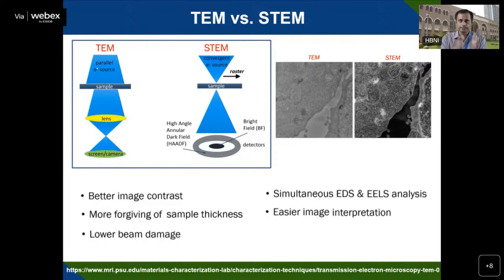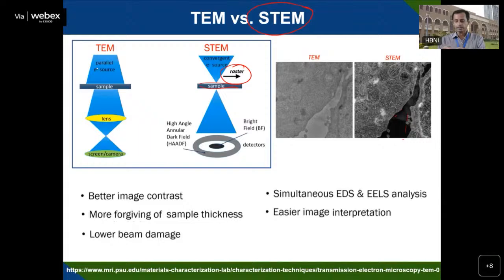So that raster scanner you can combine with this TEM, you will get a scanning transmission electron microscope, STEM. And here they have a raster here, and that raster will be scanned across the sample. You can see the STEM image here and the TEM image here. You can see inside that feature is more clearly visible. You have a raster scanner in this end.